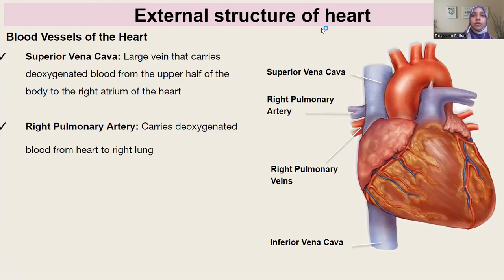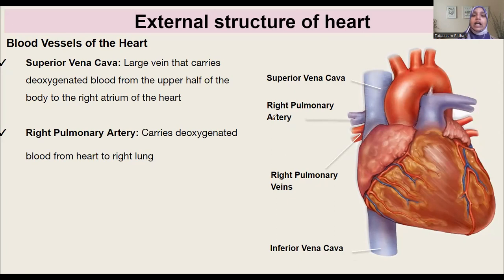Now, one thing you need to remember over here is that pulmonary artery, pulmonary stands for lungs. So when we talk about lung artery and lung vein, the concept reverses. Usually, arteries are the ones which carry oxygenated blood, and veins are the ones which carry deoxygenated blood, respectively. Pulmonary artery will carry deoxygenated blood.